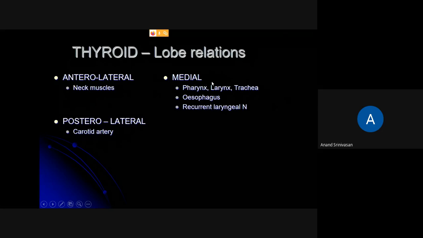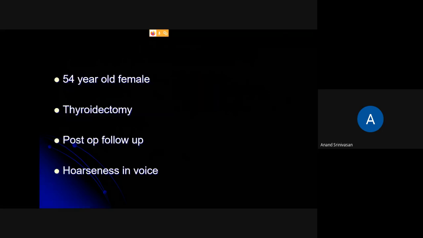Now medially, if the thyroid gland is there, medially there are the pharynx, larynx, trachea, esophagus, and recurrent laryngeal nerves. I'll show you in this picture.